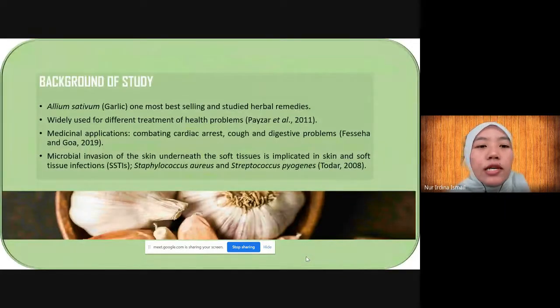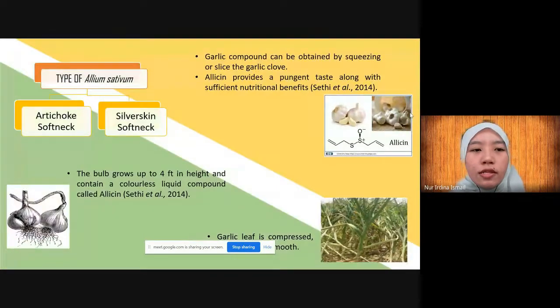Allium sativum, or garlic, is one of the best-selling and most studied herbal remedies and is widely used to treat different health problems. Examples of medicinal application include combating cardiac arrest, cough, and digestive problems. SSTI, or skin and soft tissue infections, are caused by microbial infections, which commonly involve Staphylococcus aureus and Streptococcus pyogenes.